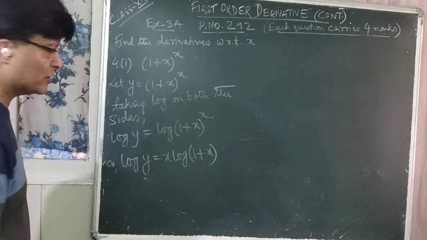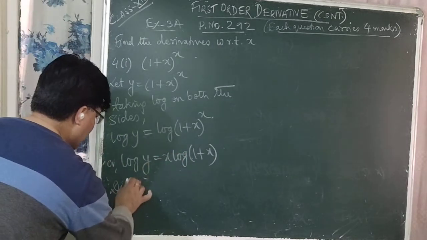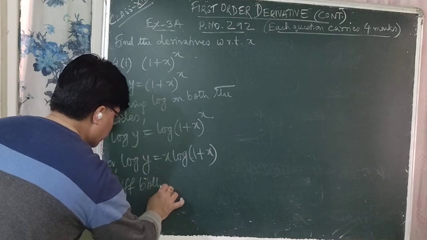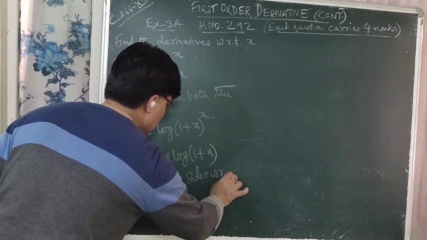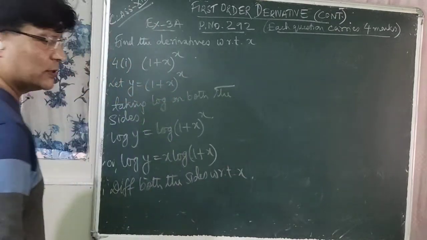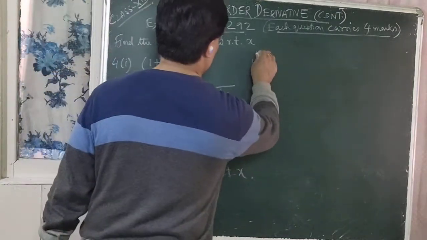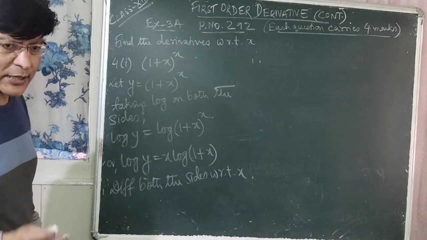Now you can easily differentiate it. So write out differentiating both the sides with respect to x. Okay, so therefore now we are differentiating both the sides with respect to x.